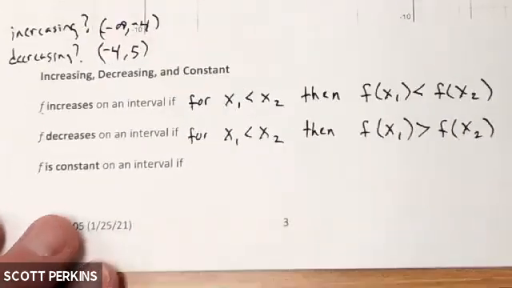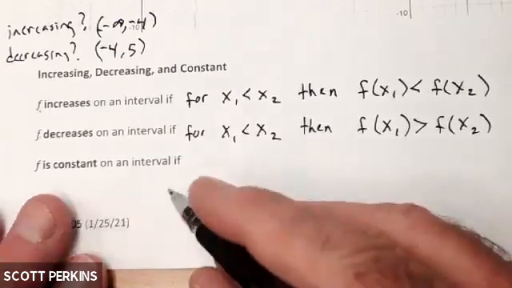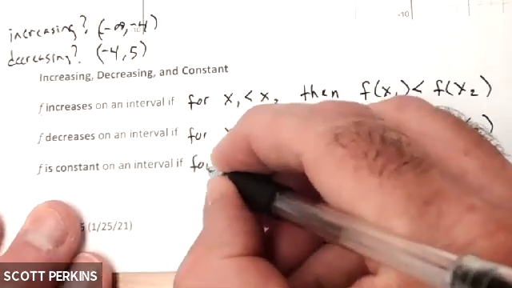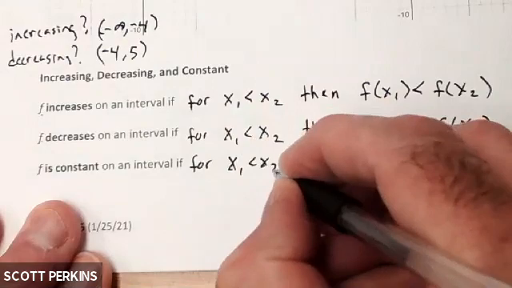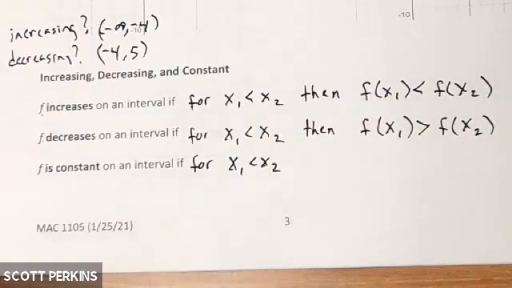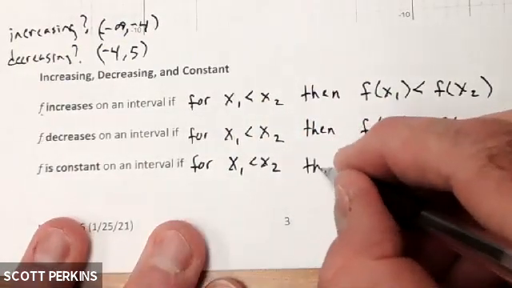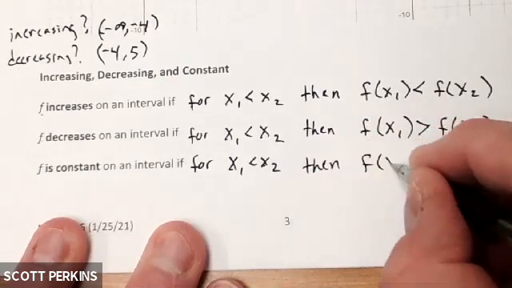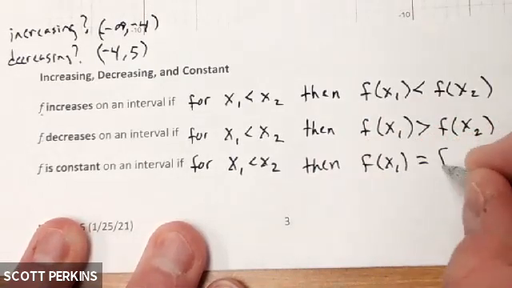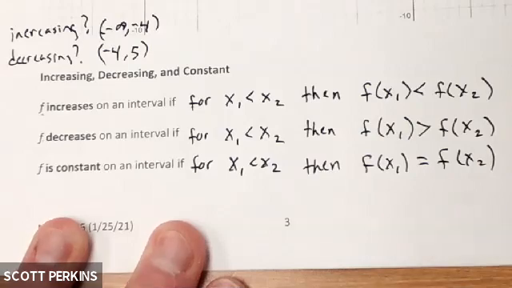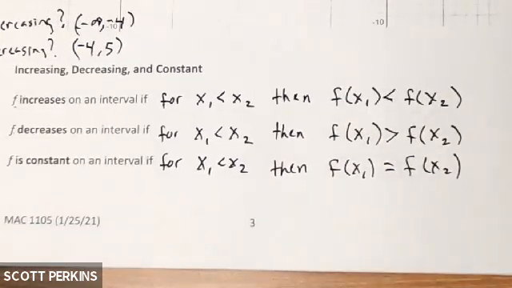And last but not least, we can say that a function is constant on an interval if for x1 less than x2. So again, as I'm reading from left to right on the number line, this time, if it's constant, that means that the y values never change. Okay, they're equal. The function value at x1 is equal to the function value at x2.